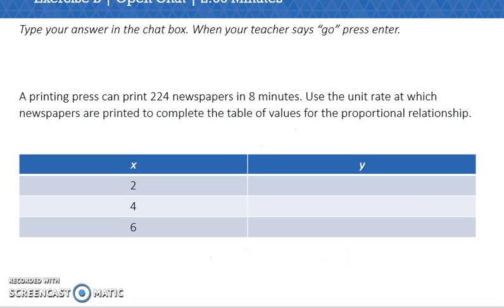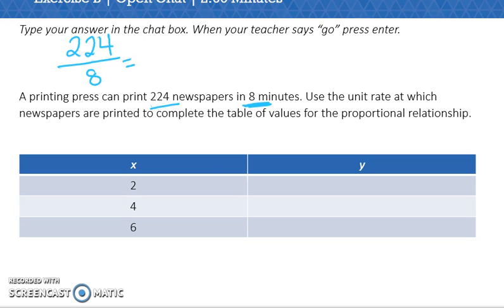All right, so let's take this idea of unit rate and we're going to fill in this chart. So it says a printing press can print 224 newspapers in 8 minutes. Use the unit rate at which the newspapers are printed to complete the table of values for the proportional relationship. All right, so if we have 224 newspapers in 8 minutes, let's figure out how many we have in 1 minute. So I can find that unit rate like we just did by dividing.